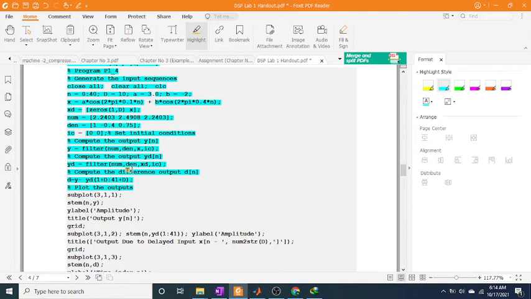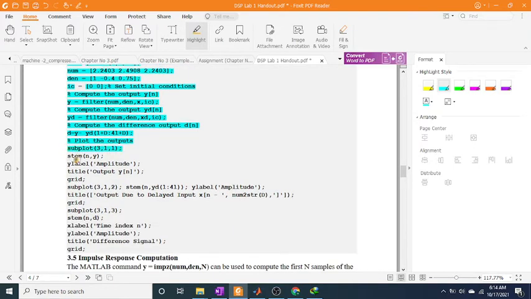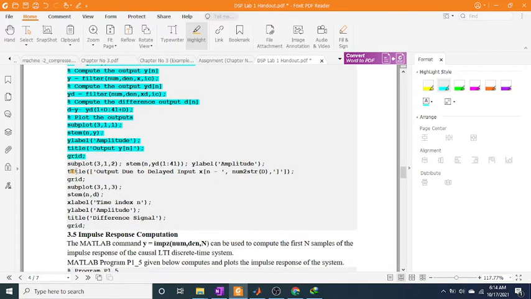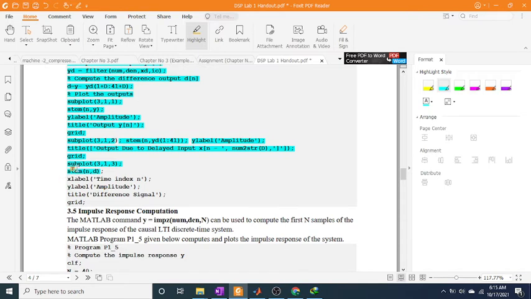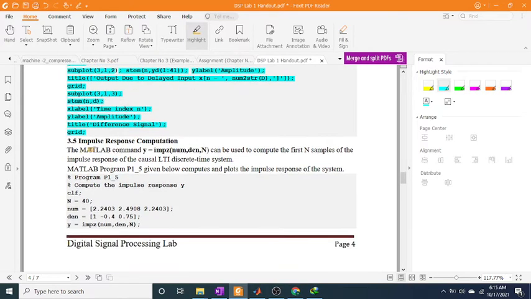Plot the outputs. subplot(3,1,1); stem(n,y); ylabel('Amplitude'); title('Output y[n]'); grid. subplot(3,1,2); stem(n,yd(1:41)); ylabel('Amplitude'); title(['Output due to delayed input x[n-', num2str(D), ']']); grid. subplot(3,1,3); stem(n,d); xlabel('Time index n'); ylabel('Amplitude'); title('Difference signal'); grid.